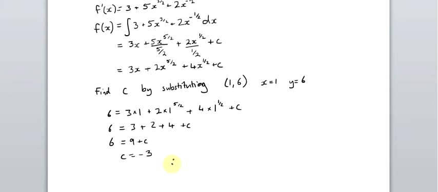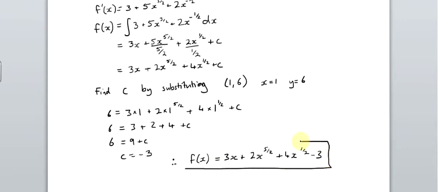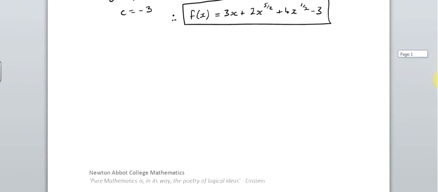So we can finish off now by saying that f of x is equal to 3x plus 2x to the 5 over 2 plus 4x to the half minus 3. And you can have that warm, fuzzy feeling of having got it right. Things you might do to check, well, you might substitute 1, 6 in there just to check it's on the line, and possibly you might even differentiate it to check you did it right.